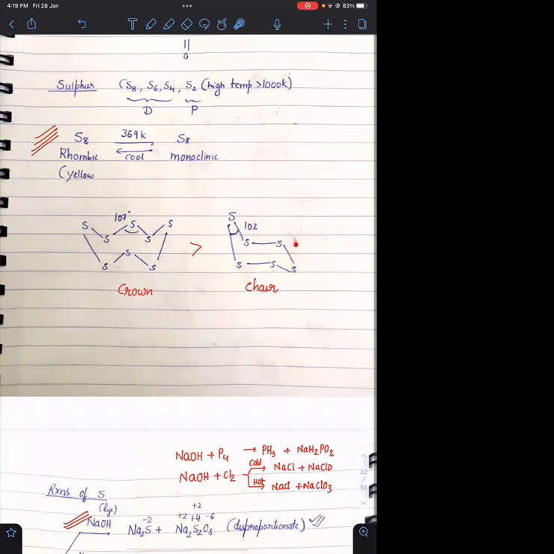S6 has a chair-like structure. This structure has an angle of 102 degrees. So repulsive forces will be greater when compared to here. So the chair structure is a less stable form of sulfur when compared to the ground structure. Any doubt?